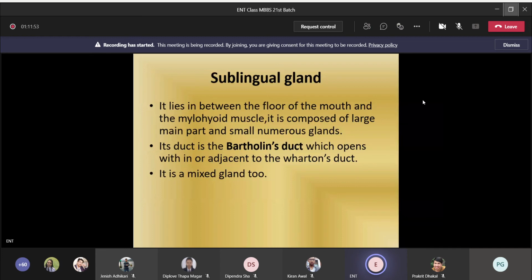Sublingual gland. It lies between the floor of the mouth and the mylohyoid muscle. It is composed of a large main part and small numerous glands. And the duct is the Bartholin's duct. Sometimes they ask in MCQ: Bartholin's duct is the duct of the submandibular, parotid or sublingual gland, which opens within or adjacent to the Wharton's duct. Bartholin's duct may open into the Wharton's duct, and it is also a mixed gland.